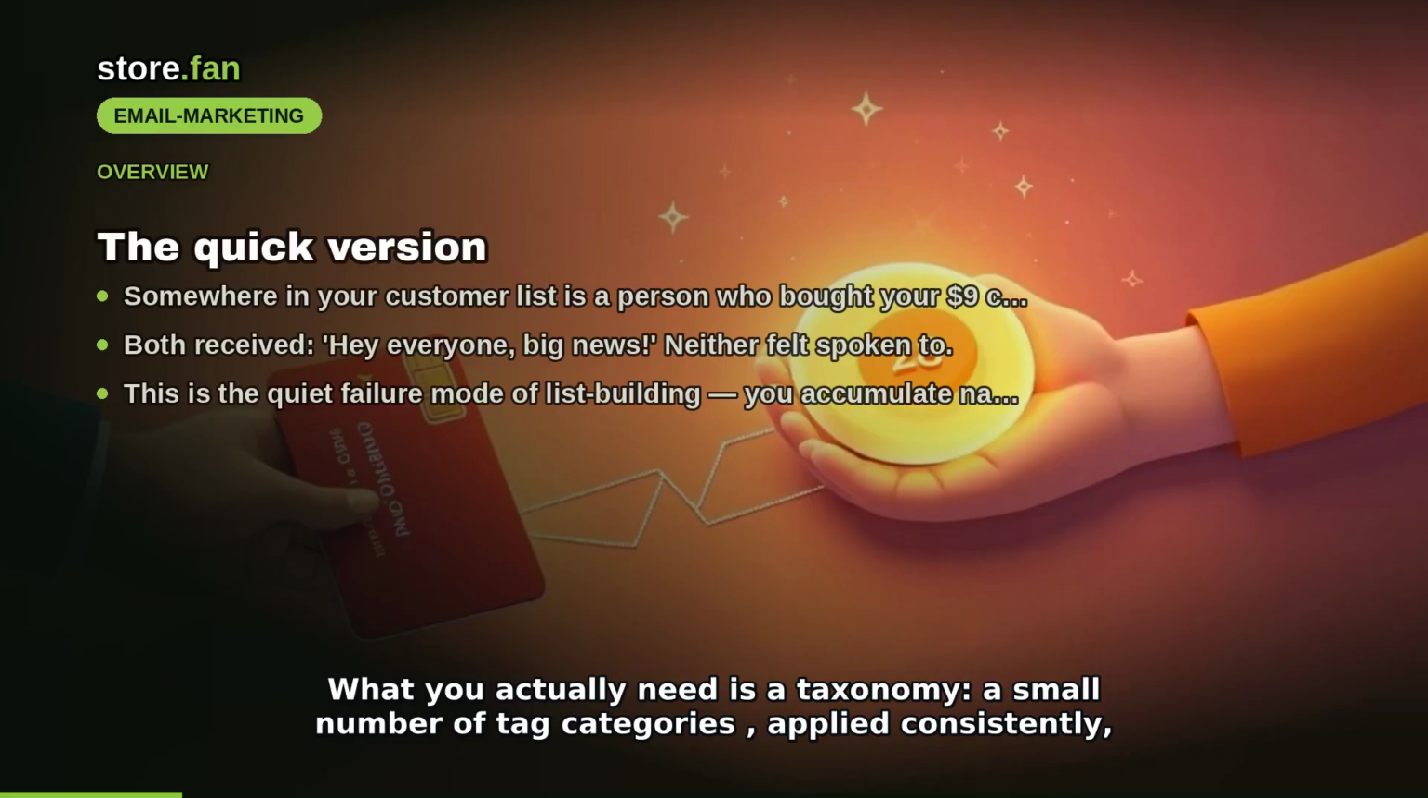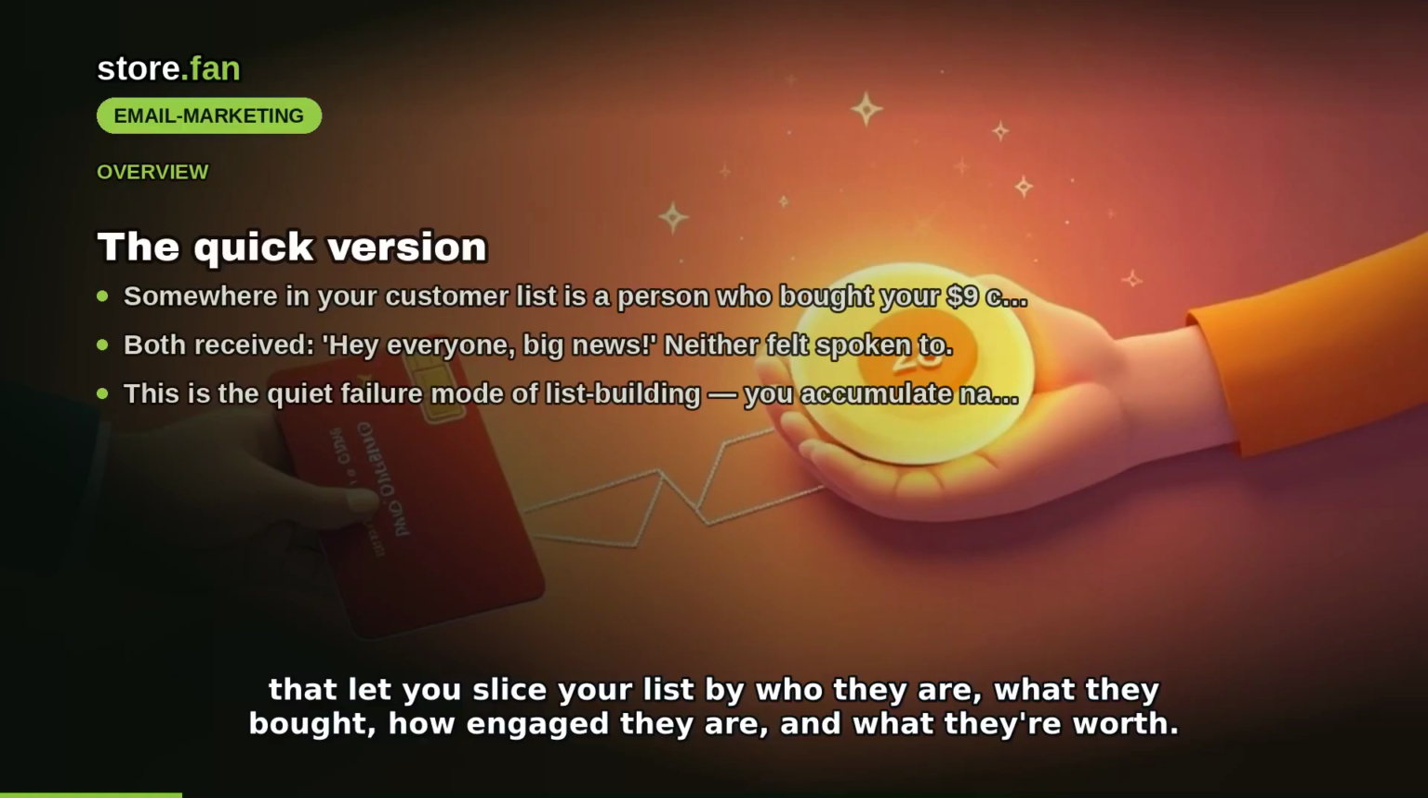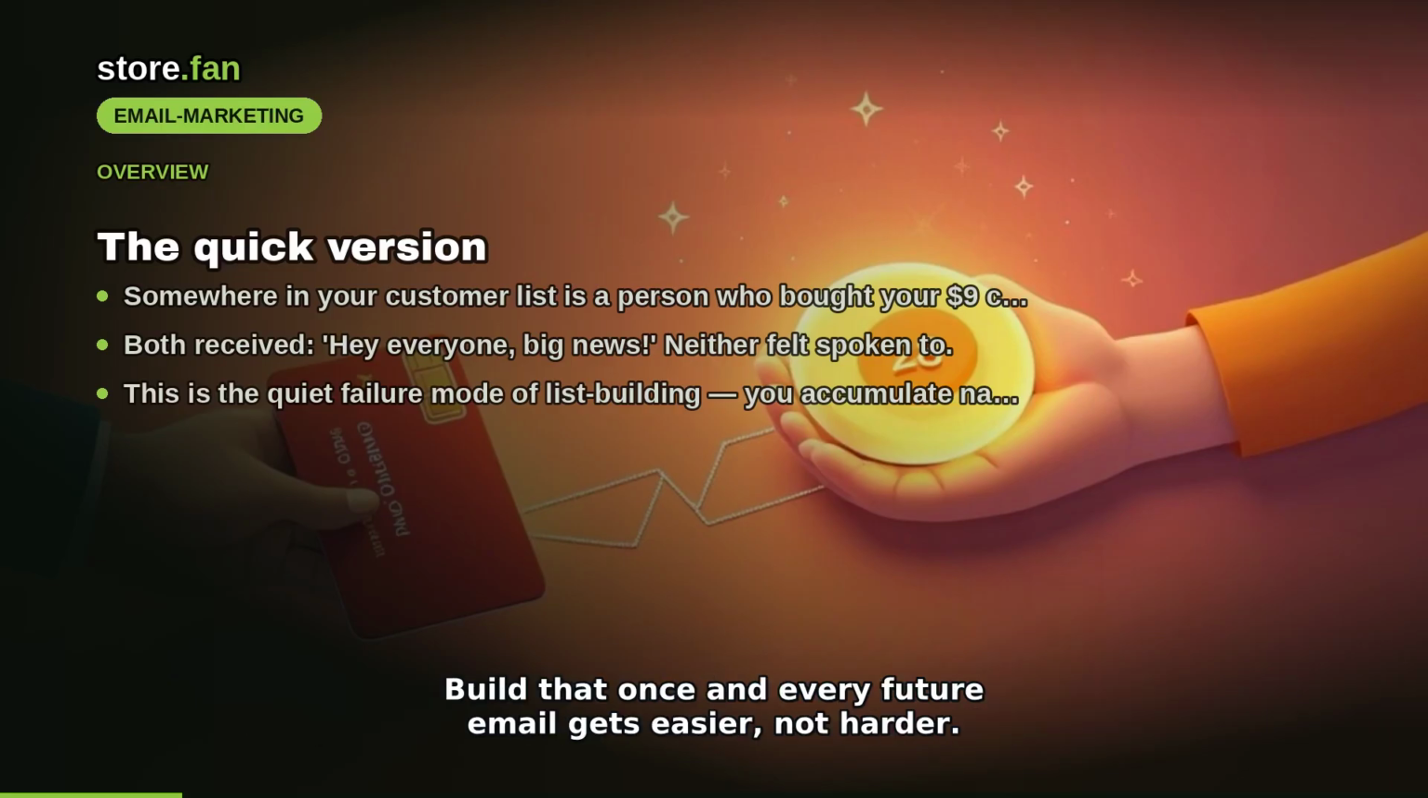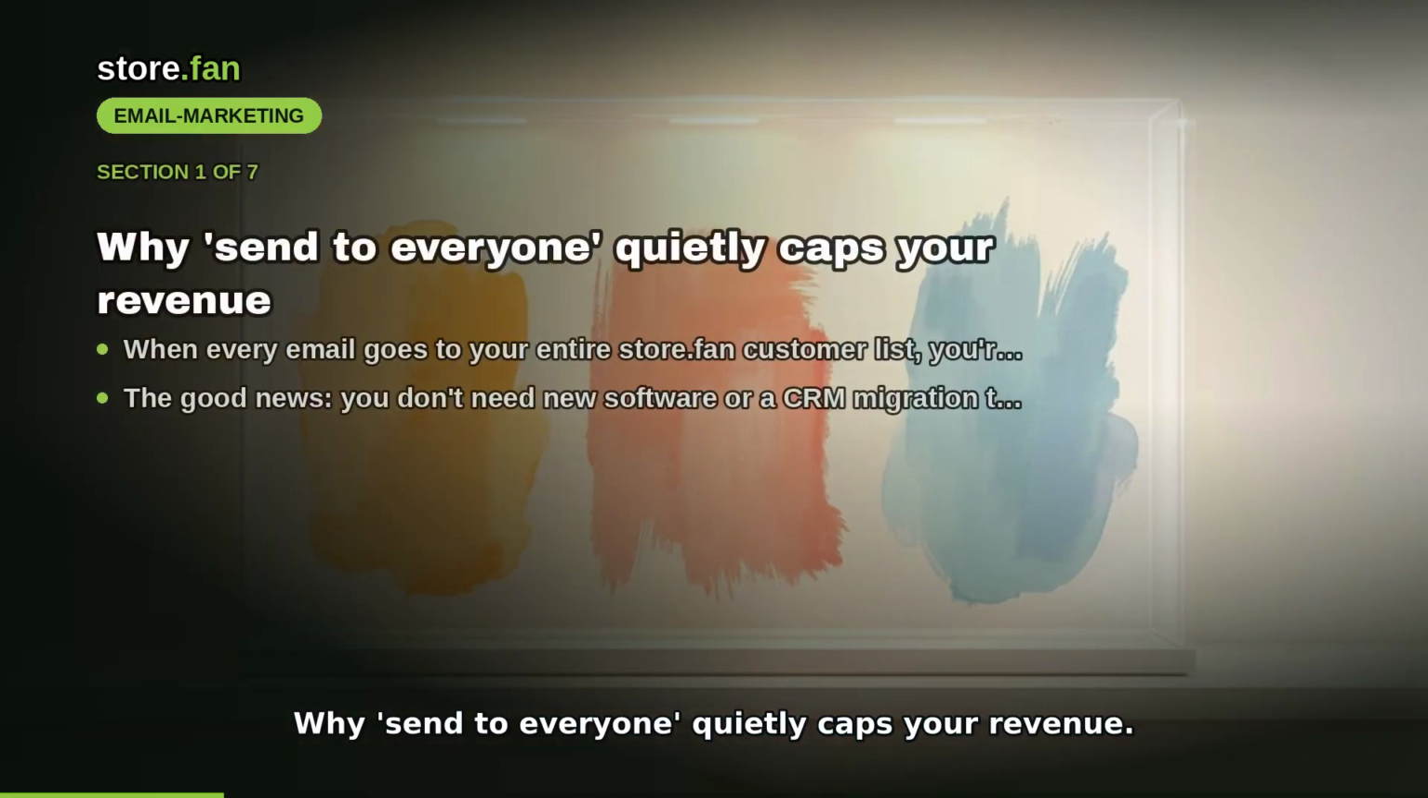A small number of tag categories applied consistently that let you slice your list by who they are, what they bought, how engaged they are, and what they're worth. Build that once and every future email gets easier, not harder. Why does sending to everyone quietly cap your revenue?